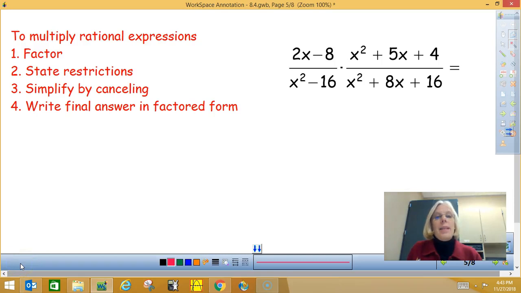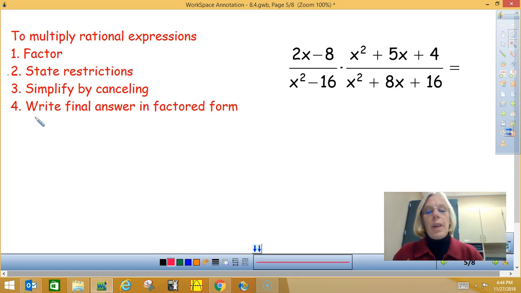Welcome back to the second half of the lesson on simplifying rational expressions. In this portion, we will multiply and divide rational expressions. To multiply rational expressions, the first step is to factor, then state the restrictions, simplify by canceling factors, and write your final answer in factored form. Let's start with this example.